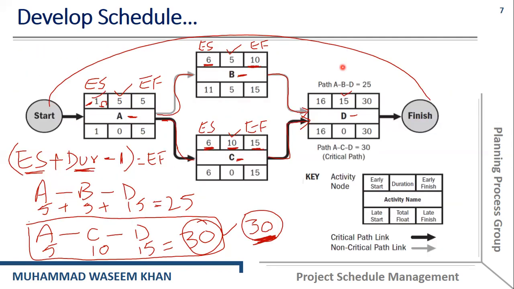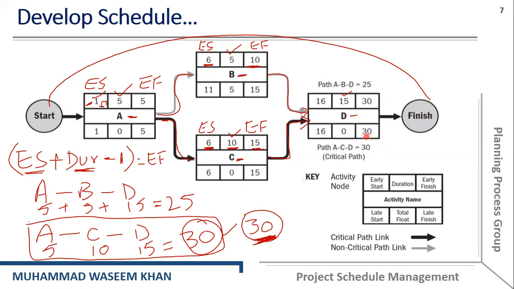Now we have to find out, so that was the forward pass. Let's start with the backward pass. We have to move backward from activity D to activity A, because we need to find the latest finish and latest start. The latest finish of the last activity will be equal to the earliest finish, which is 30, because the project will complete on the 30th day. So that's why the latest finish would be 30.